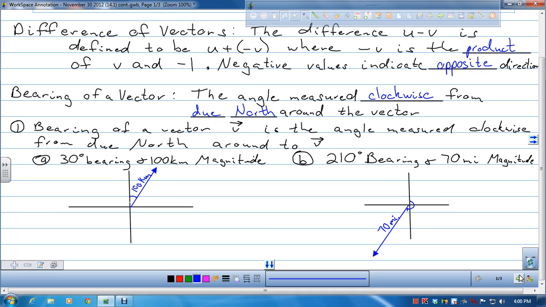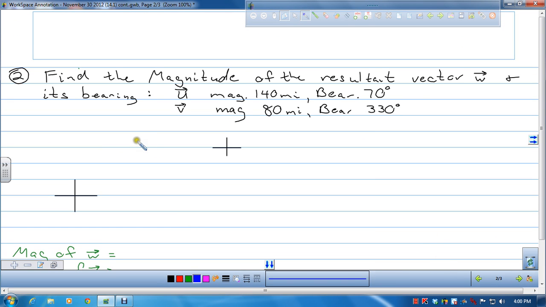We're going to go right into a couple of examples, and we're going to use the trig that we've learned so far in order to solve these. First things first, you need to kind of look ahead as we go through these. Find the magnitude of the resultant vector w and its bearing. So we have a vector u with magnitude 140 miles and a bearing of 70.